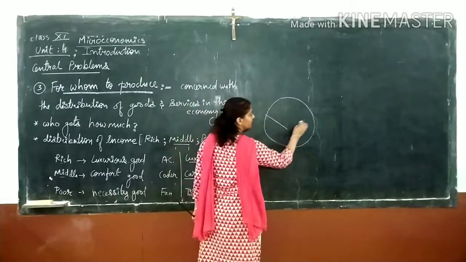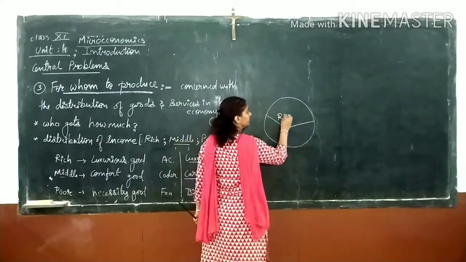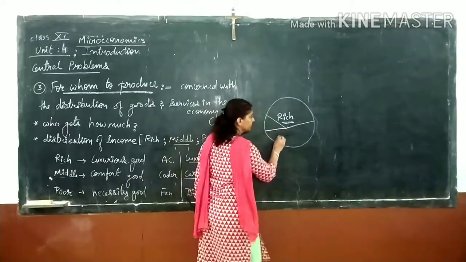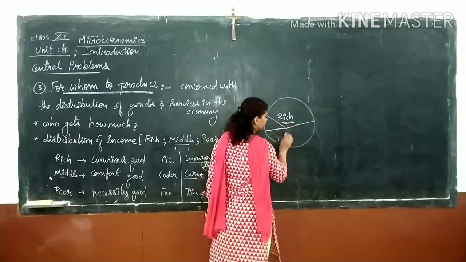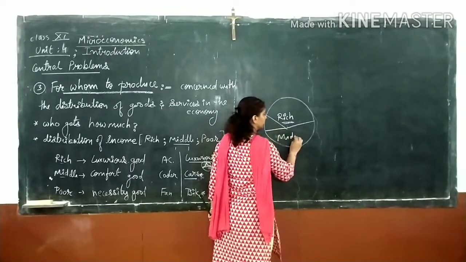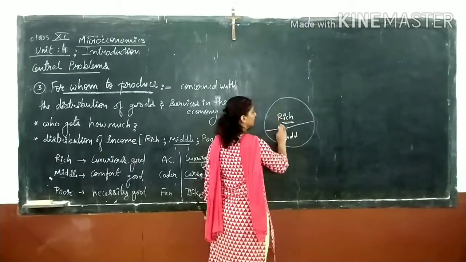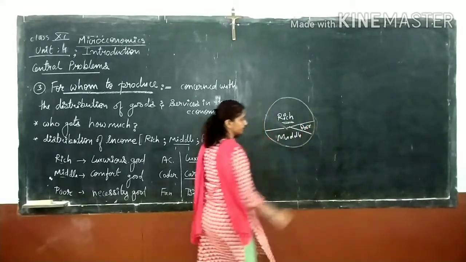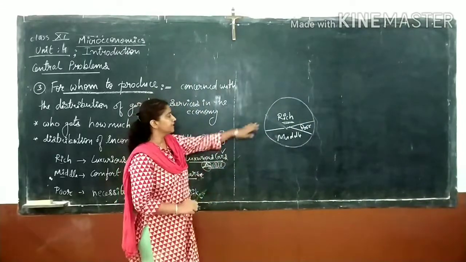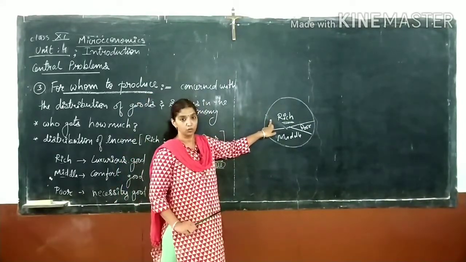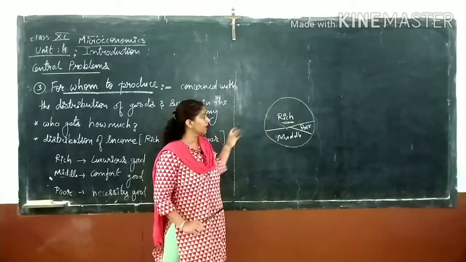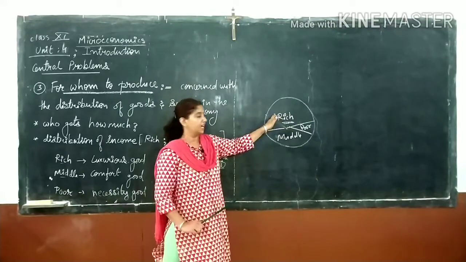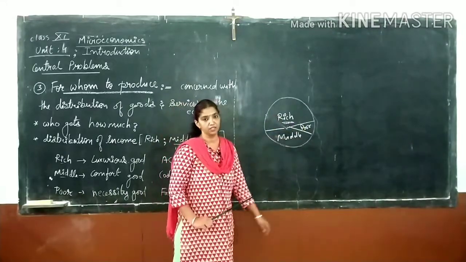If in the economy the richer section is higher, and after then the middle and poor section is very less, in that case luxurious goods will be produced, and the quantity of luxurious goods will remain higher. After then comfort goods and necessity goods.